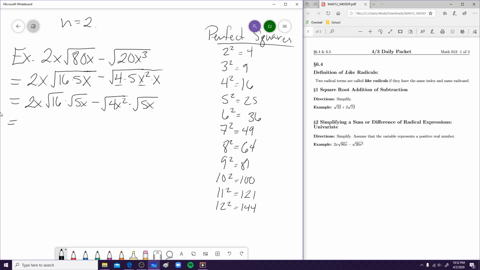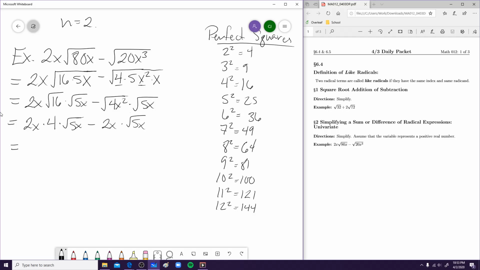Now, the square root of 16 is 4, because 4 squared is 16. And the square root of 5x is as simplified as it can get. X has an exponent of 1, which is less than the index, and for 5, there's no perfect square that goes into 5. And then the square root of 4x squared, what is that? This is 2x. 2x times 2x is 4x squared, so we know that's correct. And then again, the square root of 5x.